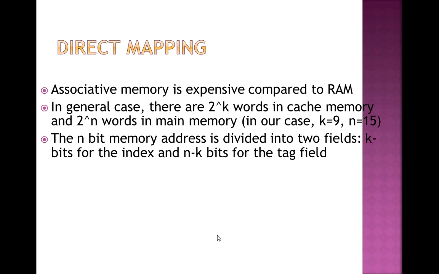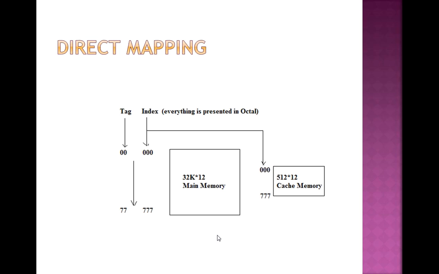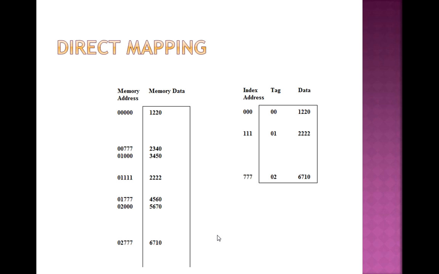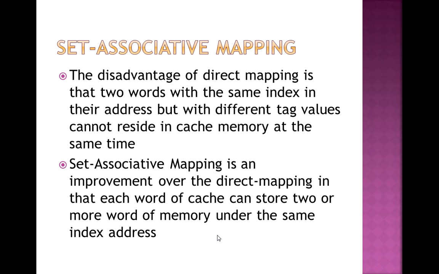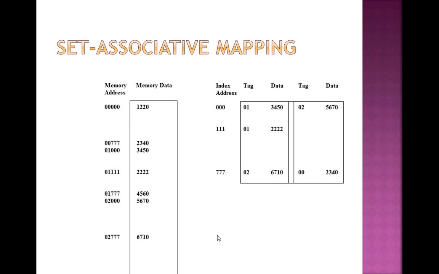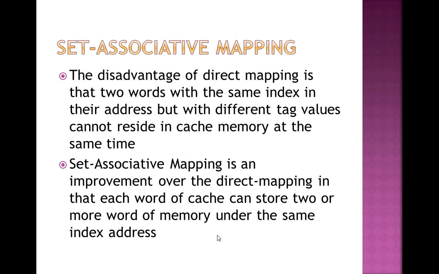Next is your direct mapping. Associative mapping is more expensive. That's why we use direct mapping. This is the direct mapping. Next is your set associative mapping.